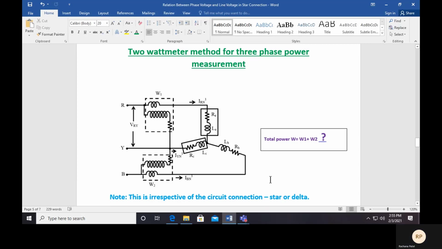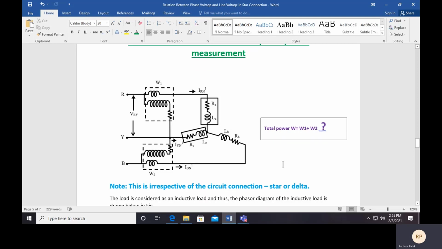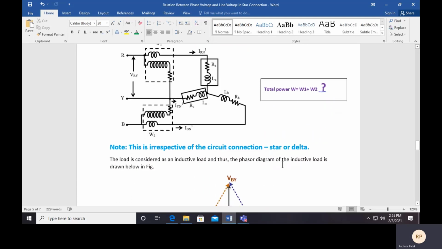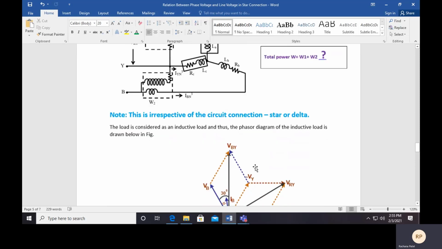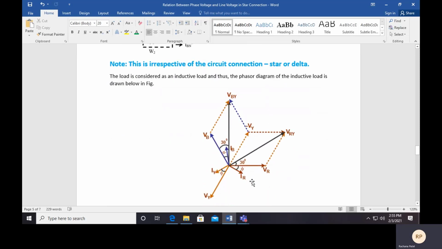Now, to check the total power measurement using the W1 and W2 readings, we will do some mathematical representation. But before that, let me understand some facts with the phasor diagram. For this given star connected RL load, first let me draw the phasor diagram. It will help us in further mathematical derivations.